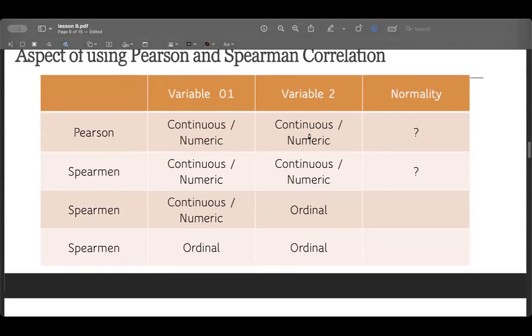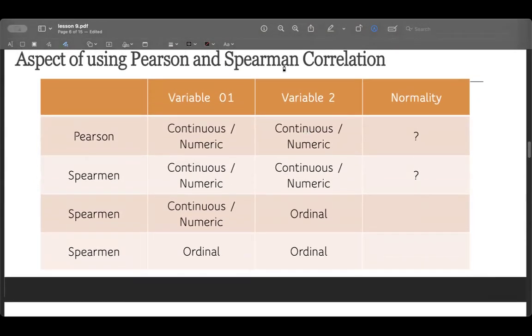See, the aspect of using Pearson and Spearman correlation: variable 1, variable 2, and the normality test we have to do. For the Pearson correlation coefficient, both variables should be continuous or numeric, and we can check the normality. For the Spearman, again the same thing, we can check for the normality.